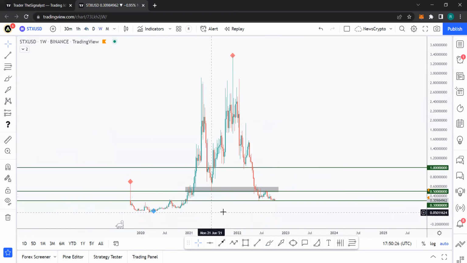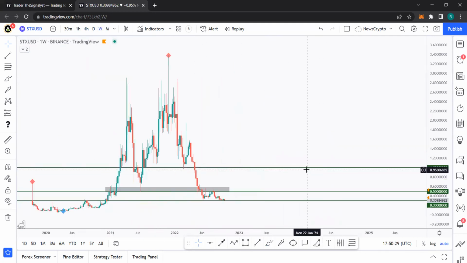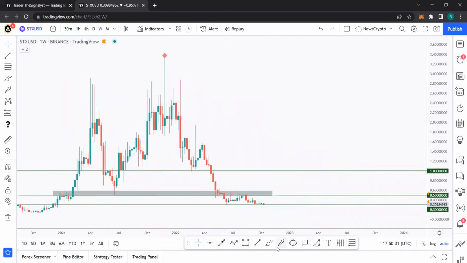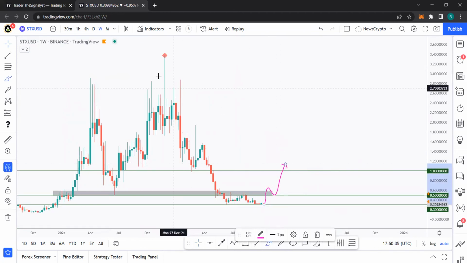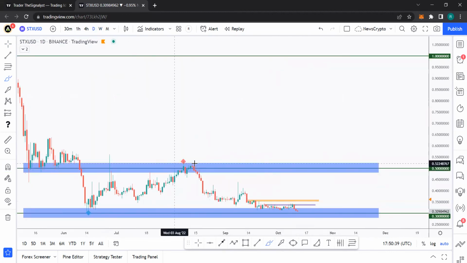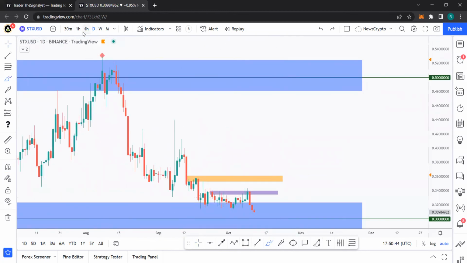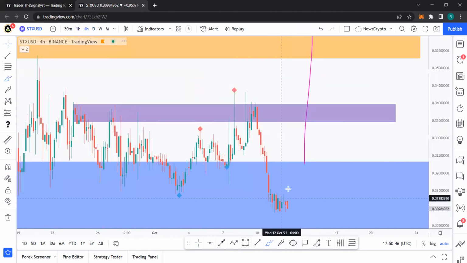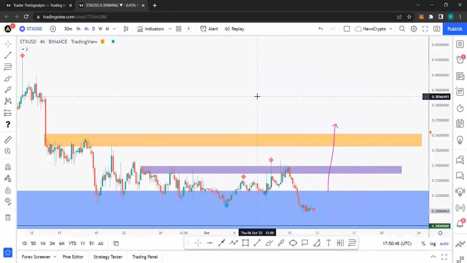Weekly time frame, already around the strong support 0.3, and that's our resistance 0.5. For the bulls to take over from a long-term perspective, we need to see this break. From a short-term perspective, we need to see a break above this one right here, which didn't happen yet.